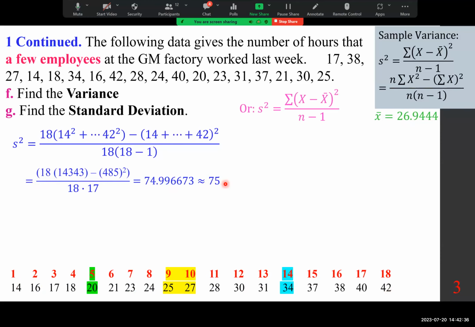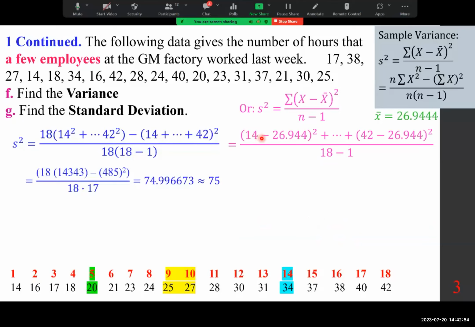Second format is using this formula. Again, you don't have to do both. You have to write one of those formulas, and then you can use a calculator to come up with the answer. But again, if you were doing by hand, now take a look at the formula. What is the meaning of X minus X bar? That means 14 minus the mean squared plus 16 minus the mean squared plus 17 minus the mean squared, all the way to the last number, 42 minus the mean squared over N minus 1.